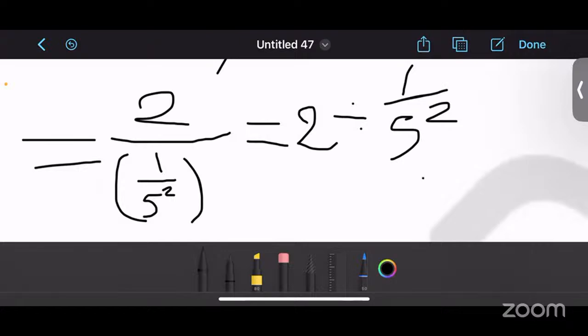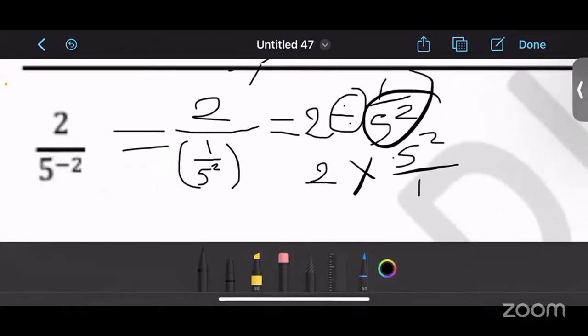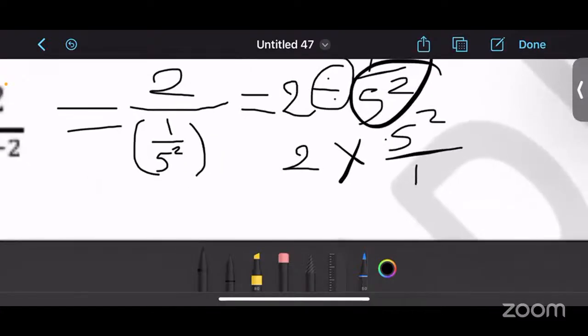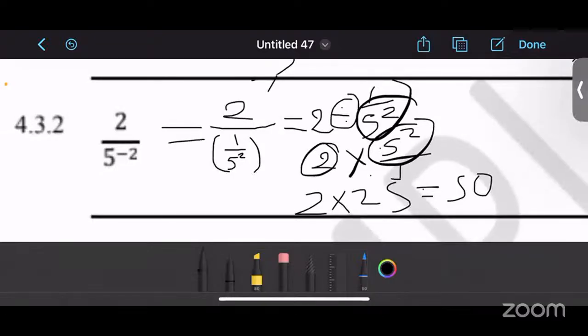If you swap the division with multiplication, your numerator becomes your denominator and your denominator becomes your numerator for the side only. So it's going to be 2 multiplied by 5 to the power of 2 divided by 1, okay? And then 2 multiplied by 5 to the power of 2 is the same as 2 multiplied by 25, which is equal to 50. Is that clear?